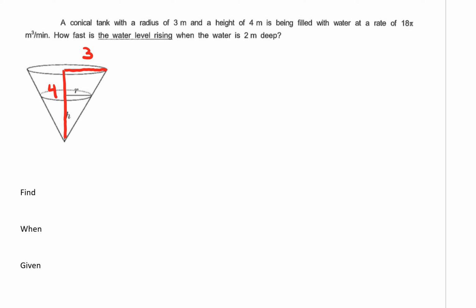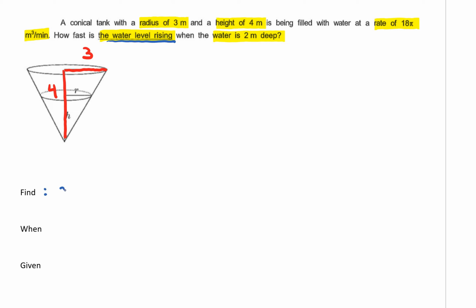Let's take a look at the conical tank problem. For this problem, the tank has a radius of 3 meters and a height of 4 meters, and I've highlighted those numbers in the diagram there in red. And this tank is being filled with water at a rate of 18 pi meters cubed per minute. Our goal is to find out how fast the water level is rising when the water reaches 2 meters deep.